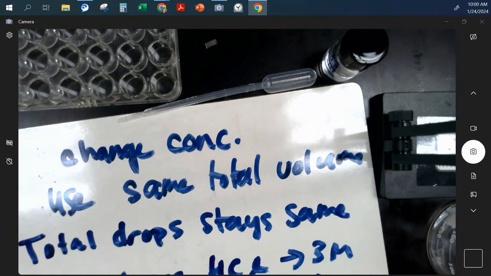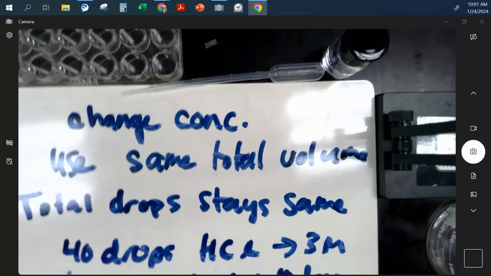Okay, so this one would be less concentrated. I could do something like 10 drops of HCl and then add 30 drops of water to get me back to my total volume. That way I'm diluting my acid. So this would be a way to change the concentration.